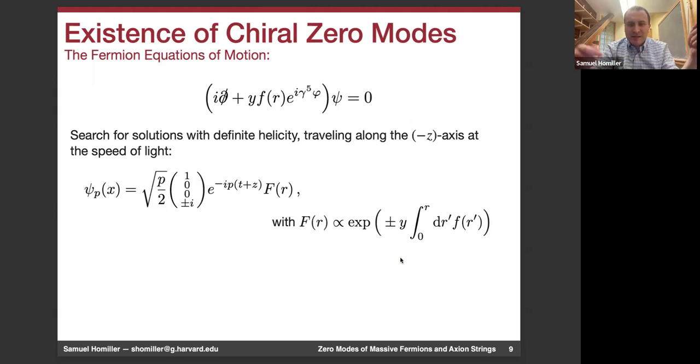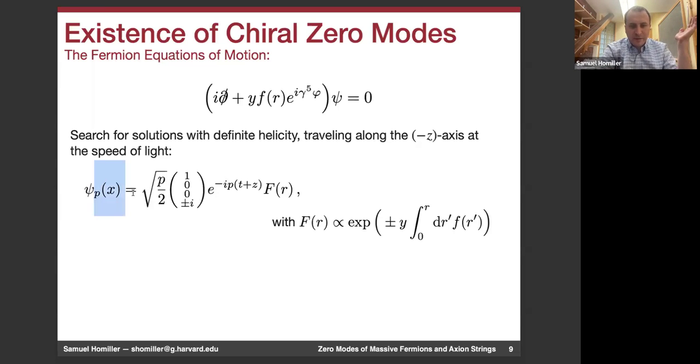And so I'll do this in two parallel, orthogonal, and seemingly unrelated ways, to show that these chiral zero modes have to exist. The first is to just look at the fermion equations of motion directly. There's a little bit of algebra that I'm skipping here, but essentially you search for solutions that have definite helicity, traveling along the z-axis where I've put the string, at the speed of light.